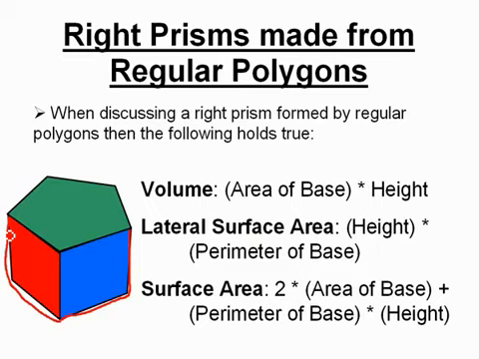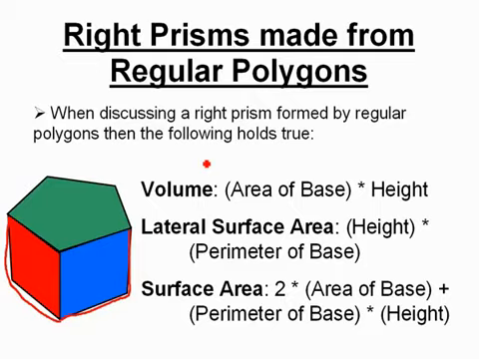Meanwhile, the surface area is 2 times the area of the base, because the polygons at the top and bottom are congruent. They're equally sized. So 2 times the area of the base plus the lateral surface area. So the perimeter of the base times the height.